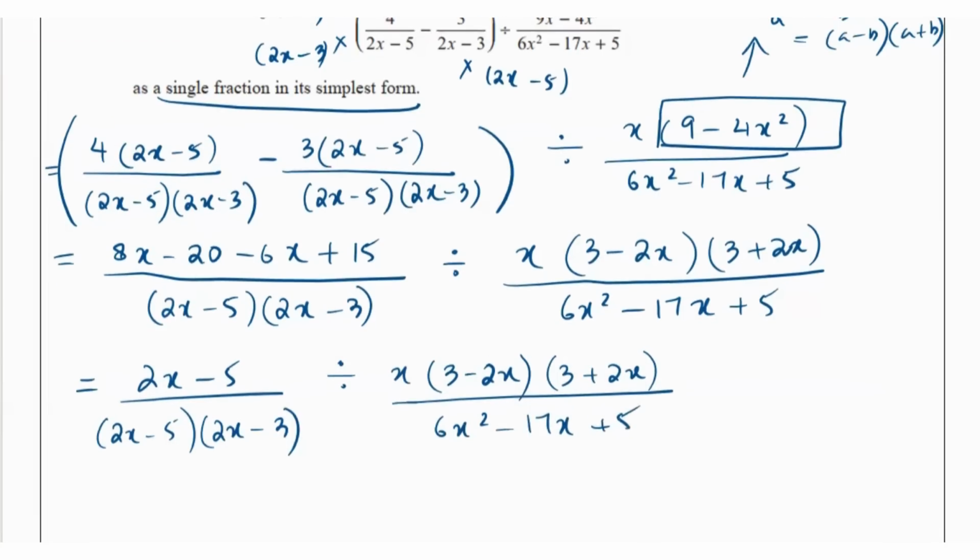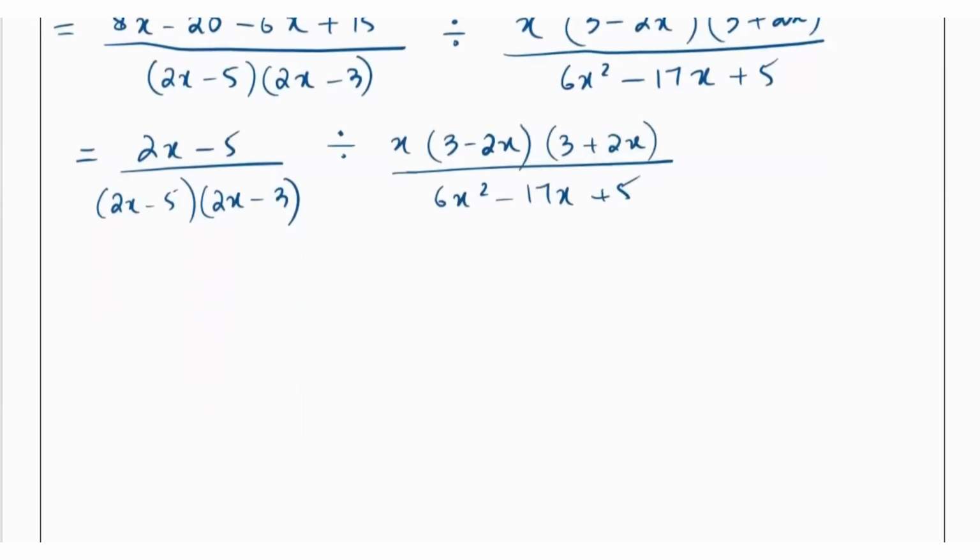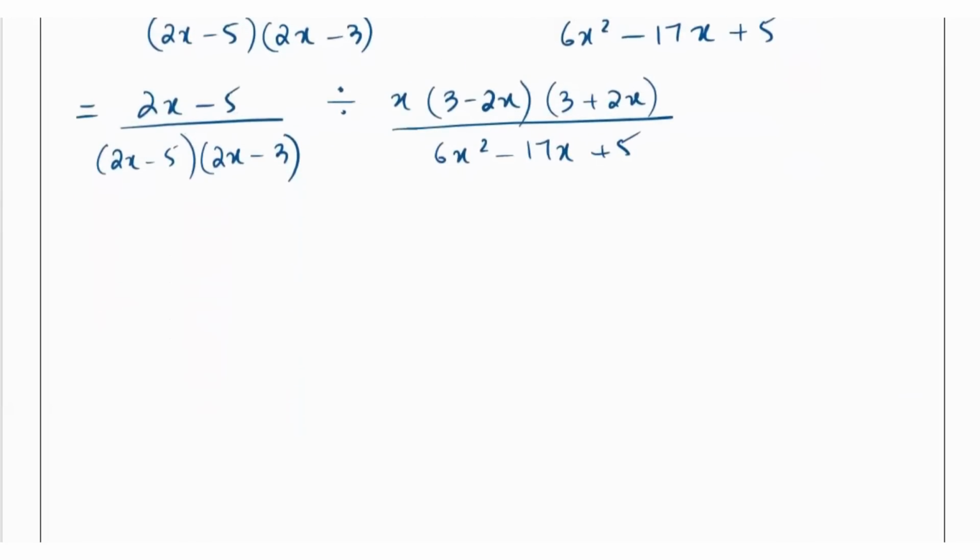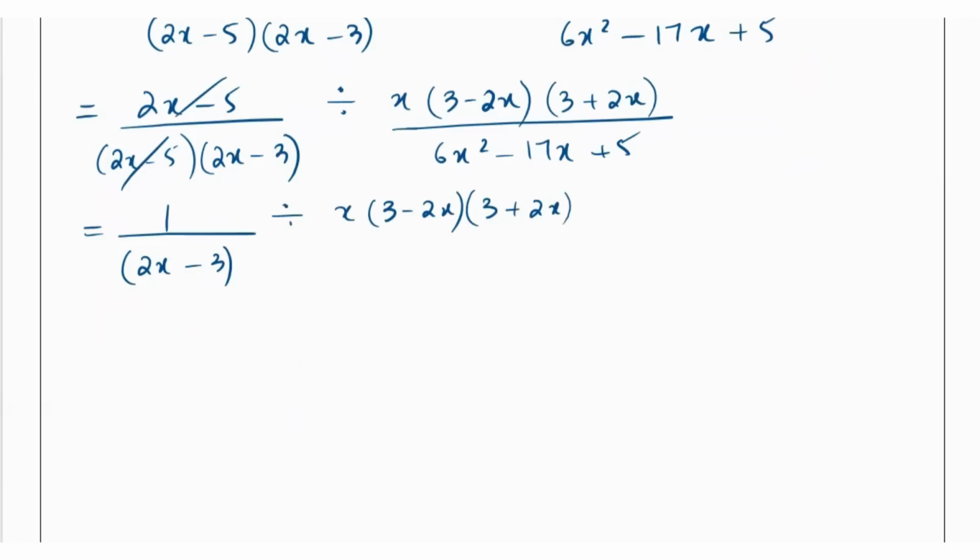Next, we need to factorize this quadratic equation. If we want, we can start simplifying right now as well. As you can see, this is getting cancelled out. So 1 over 2x minus 3 divided by x times 3 minus 2x times 3 plus 2x over 6x squared minus 17x plus 5.